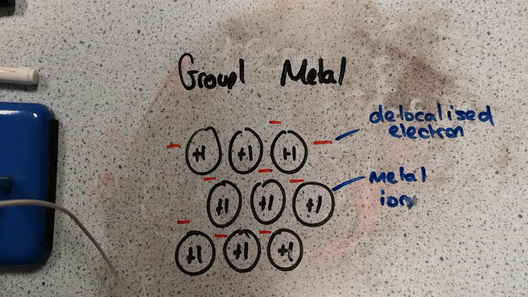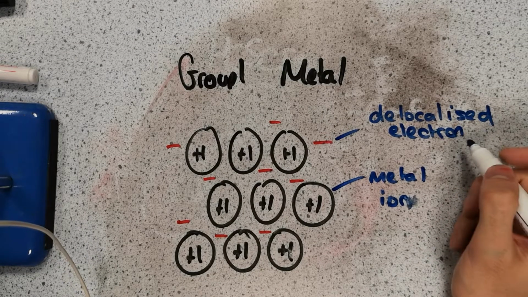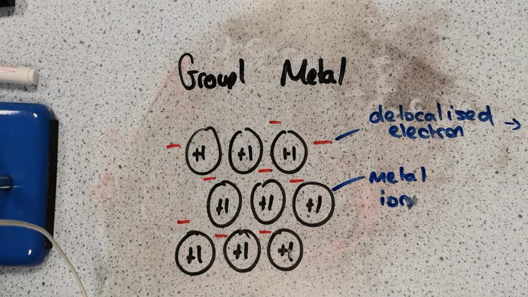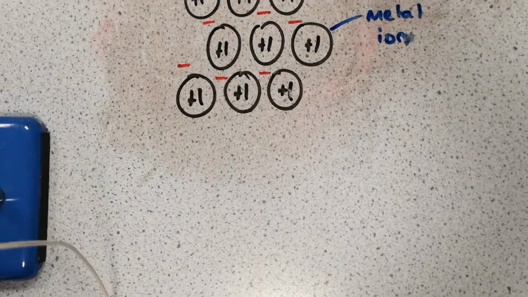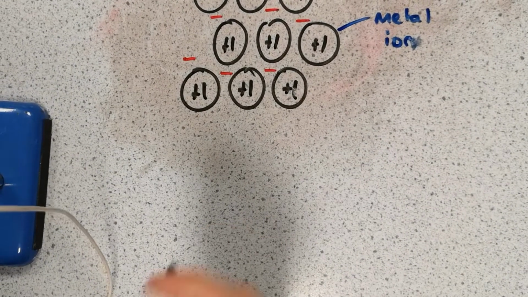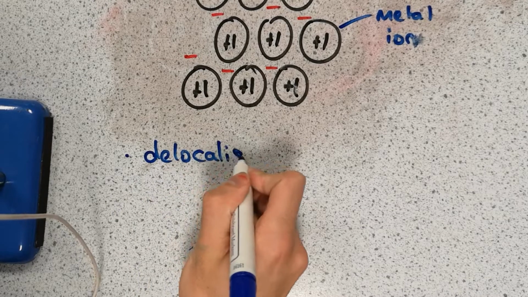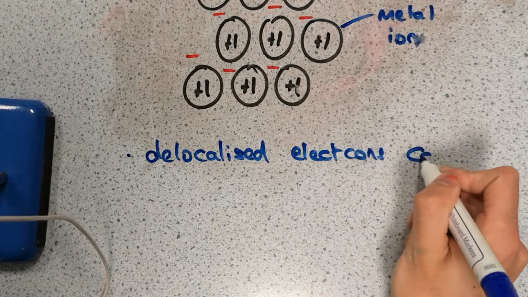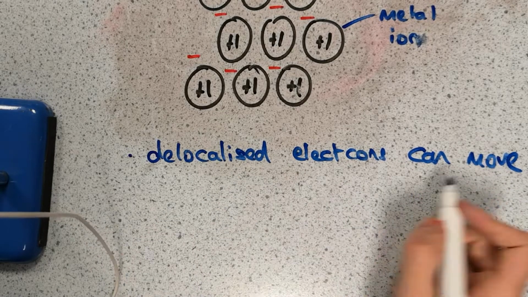Oh, sorry, we've missed out how it conducts electricity. These delocalized electrons can move. So we need to mention that delocalized electrons can move, and that is why they conduct electricity.